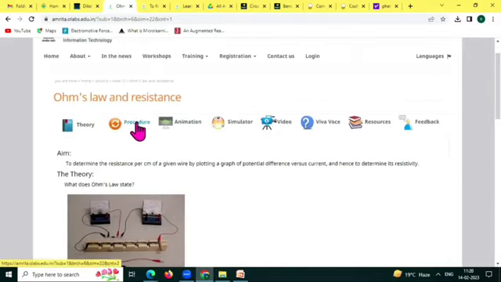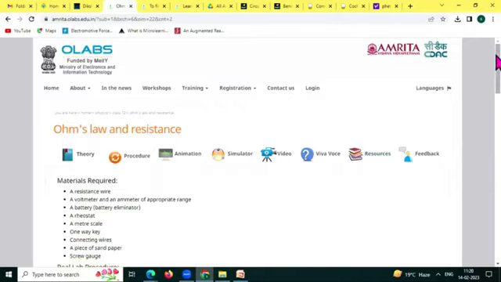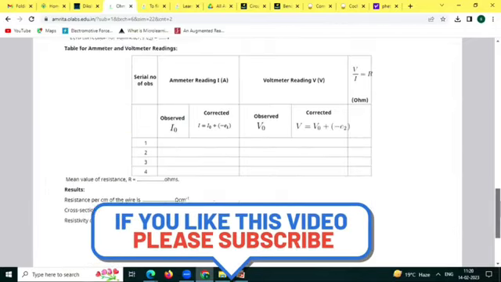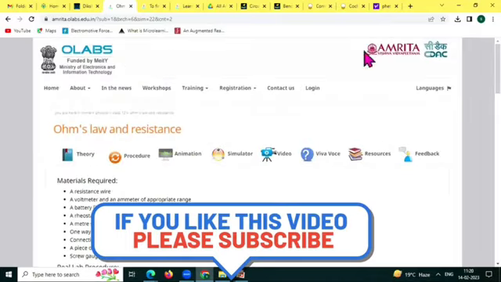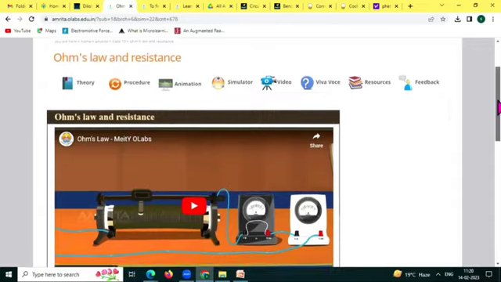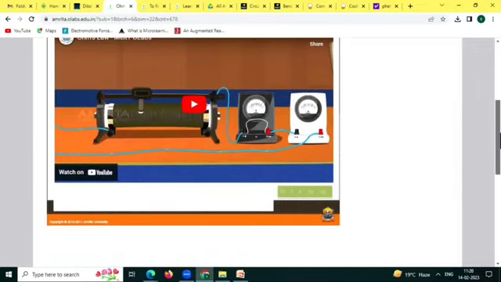Then we go to the procedure section. So, here also the text is given, that how to calculate, and an observation table is also suggested. Now, let us see the animation. So, from the animation we can see that the apparatus are given here.